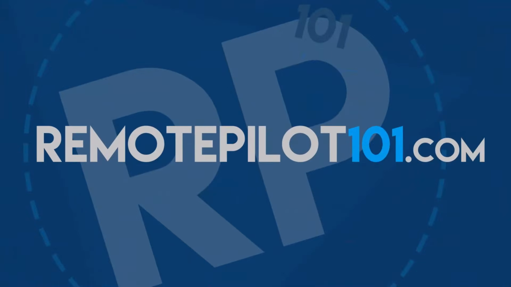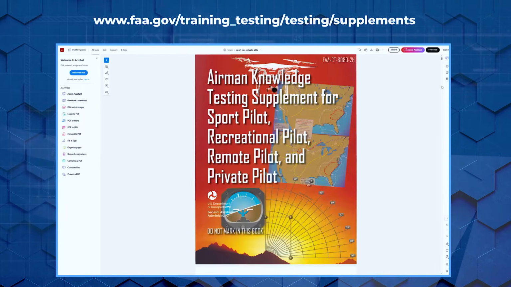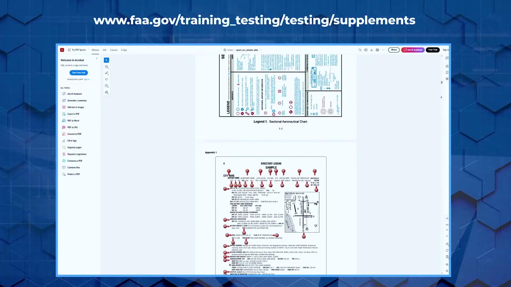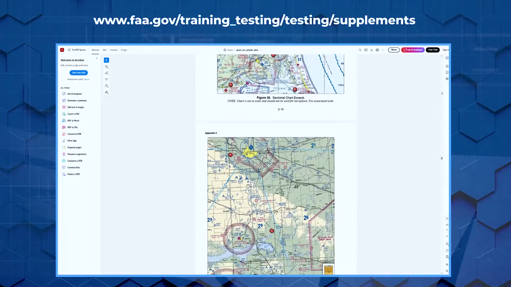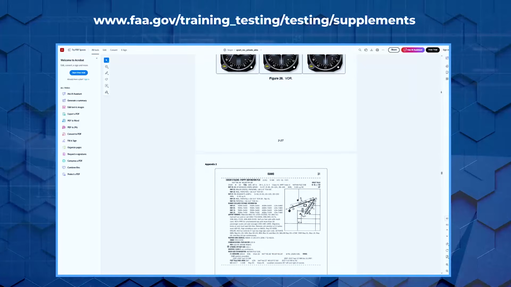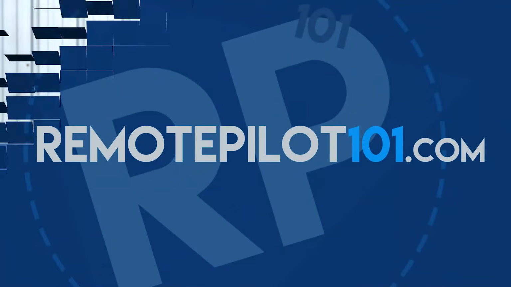I want to talk more about the testing supplement and how to use it to help ace the test. It's that additional booklet of legends and figures that the FAA has created for the knowledge test. That supplement isn't just a stack of figures and charts. It's the same kind of sectional chart information real pilots use to navigate, decode airspace, and understand frequencies. And all of it's fair game on the test. The FAA includes it because they want to see if you can use real-world resources to find correct answers, not just memorize trivia.